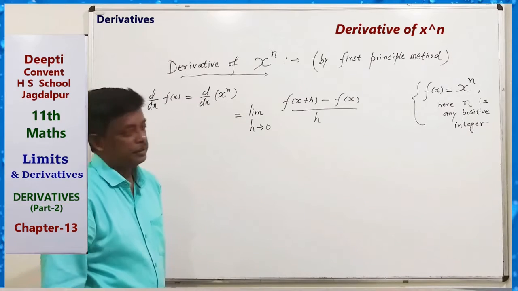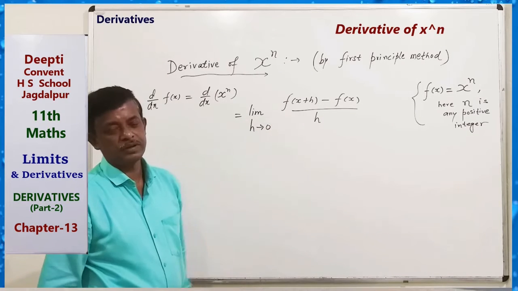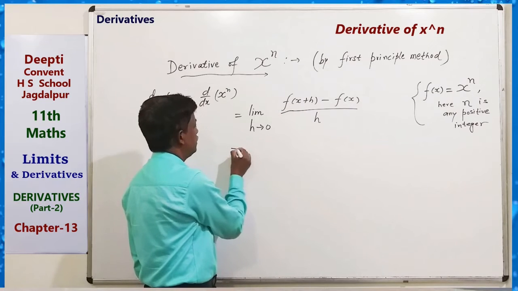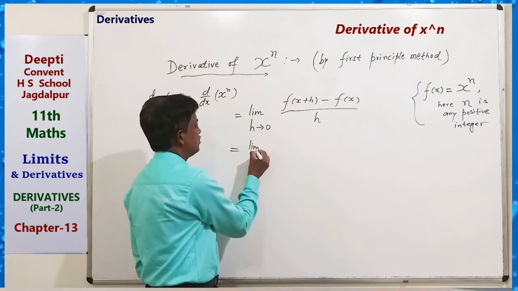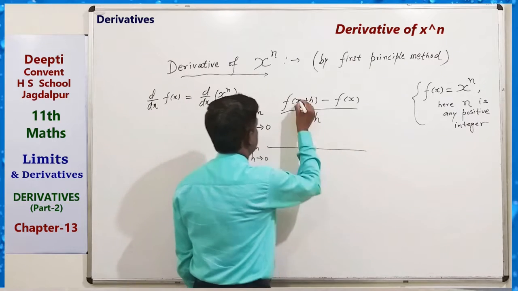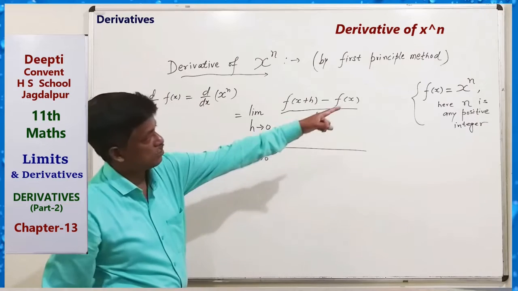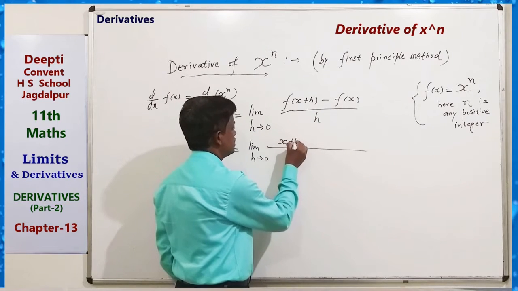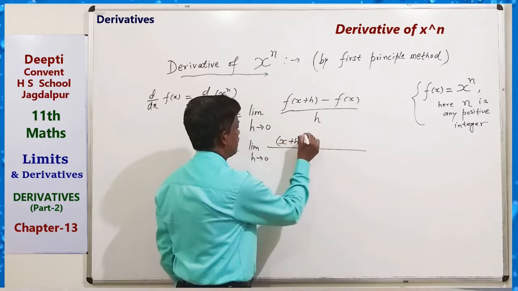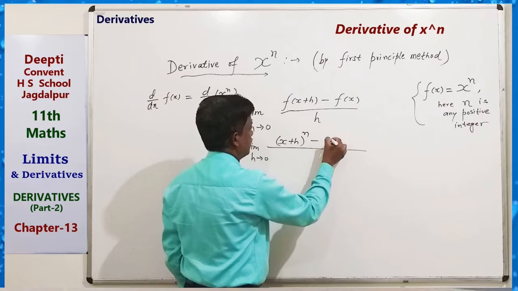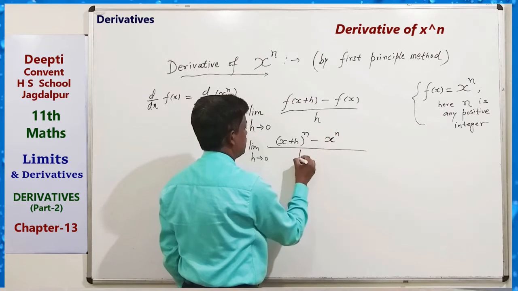Now this is the first principle method. Limit h tending to 0, f(x plus h) minus f(x) upon h, where f(x) equals x to the power n, so f(x plus h) is (x plus h) to the power n, minus x to the power n, upon h.